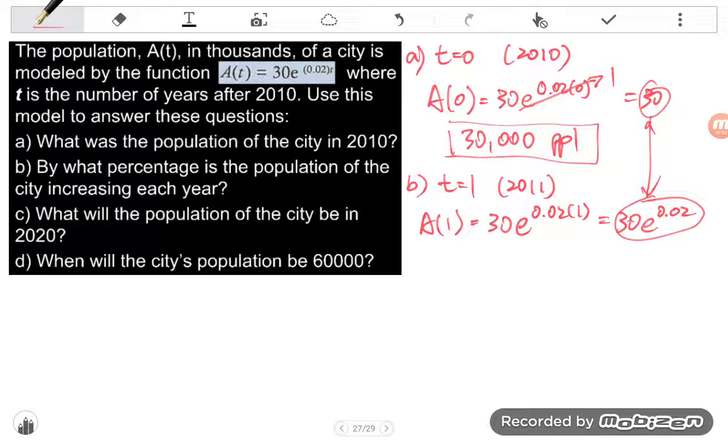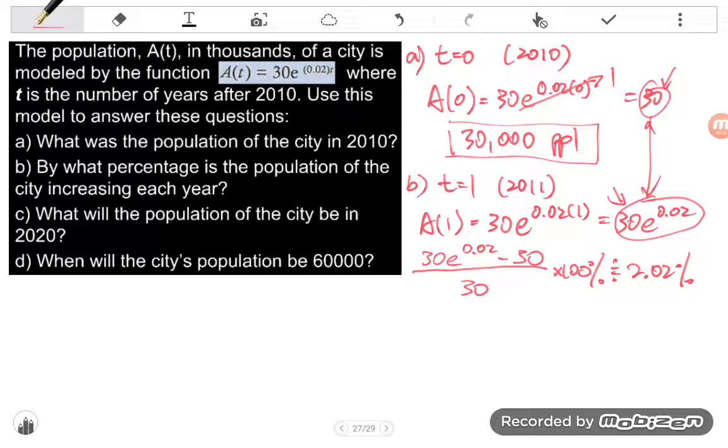So if I want to find the percentage, I need to find how much it increased, which is the new value minus the old value, divided by the old value, times 100%. If you put that in your calculator, I will get approximately 2.02%. Okay, so this is by comparing the initial population with the population after 1 year.